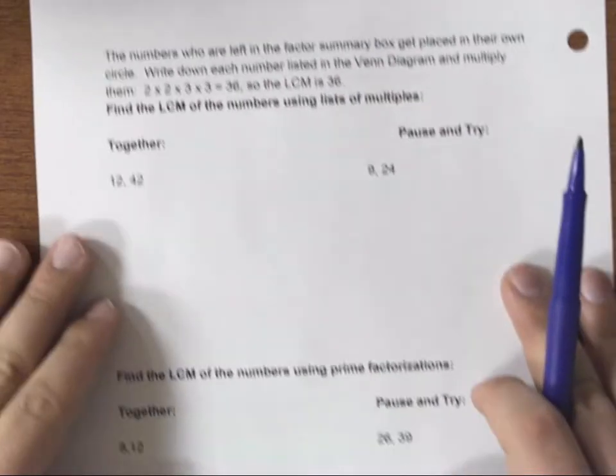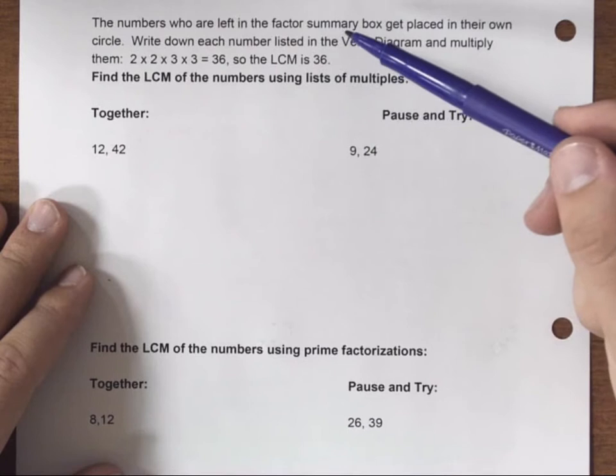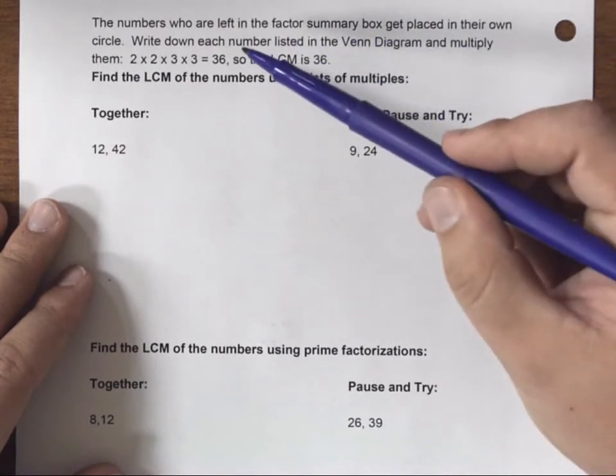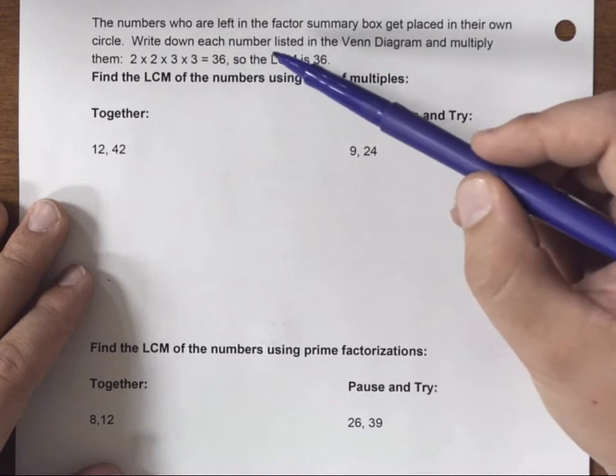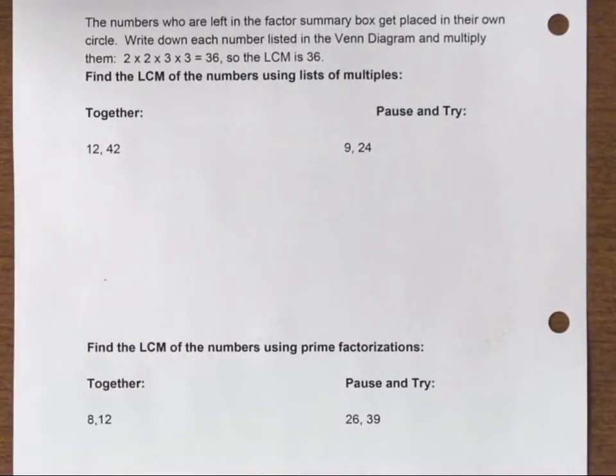Let's flip over our paper. The numbers who are left in the factor summary box get placed in their own circle. Okay, we've done that. Write down each number listed in the Venn diagram and multiply them. So we're going to look at each of the numbers. Okay, they've been written here for you.